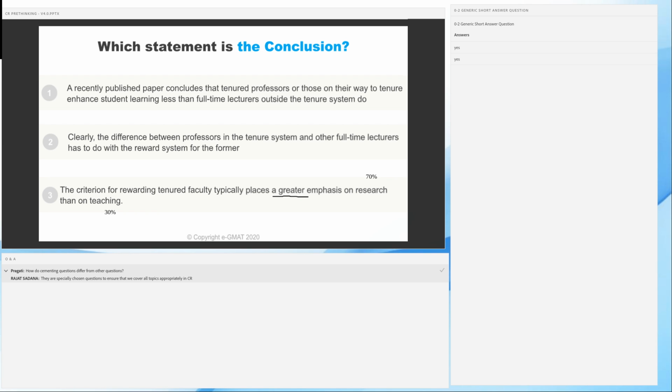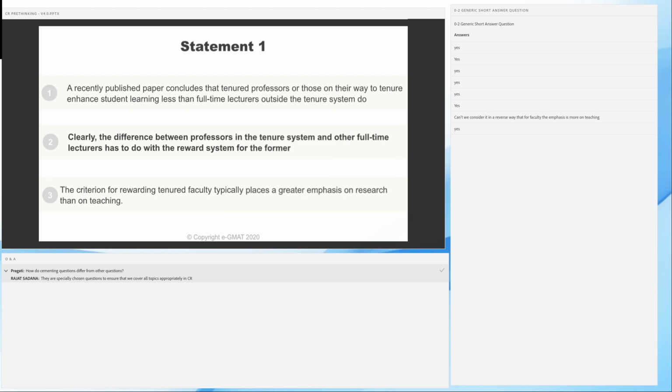Okay. Is this clear? This greater is comparing the emphasis on research than on teaching just for tenured faculty, just for these guys over here. Okay. Don't make a mistake like this, because this is what will lead you to get a question wrong despite doing everything right. Can't we consider it in a reverse way, that for lecturers the emphasis is more on teaching? Absolutely not.